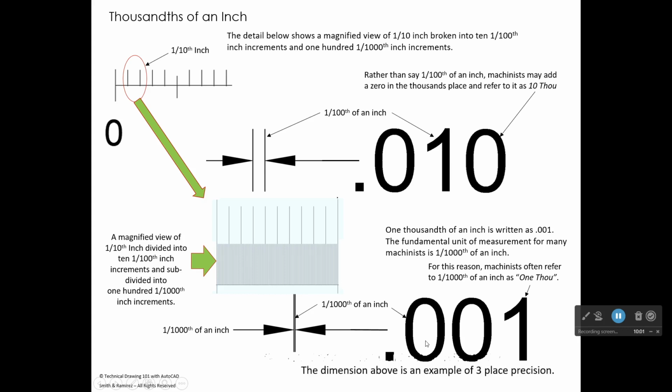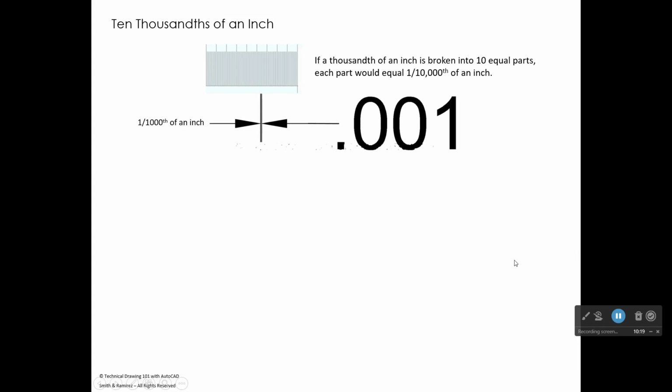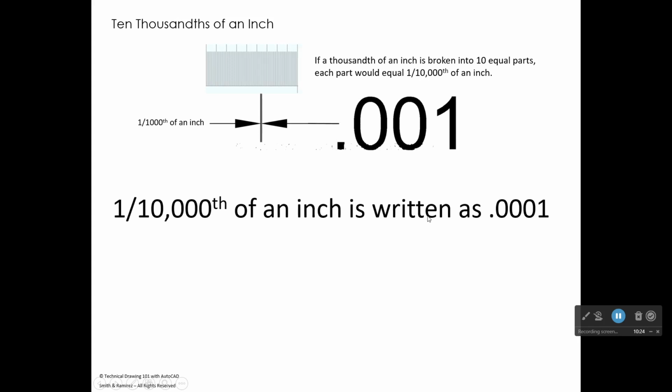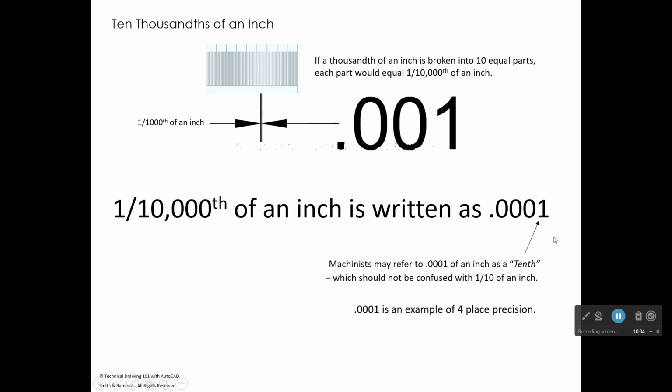So the dimension above, right here, this 0.001 would represent 3-place precision. And as I said, the thickness of a sheet of common 20-pound printer paper is about 0.004, four thousandths of an inch. All right. So you can even break a thousandth of an inch into 10 parts and get down into 10 thousandths, which machinists refer to as a tenth. And not to be confused with 1/10 of an inch. When a machinist says a tenth, they probably mean a 10,000th of an inch. But as I said, that's pretty rare when you get down into that.